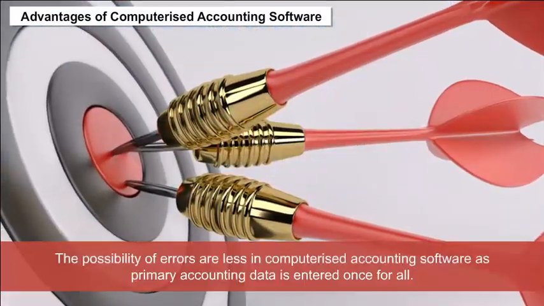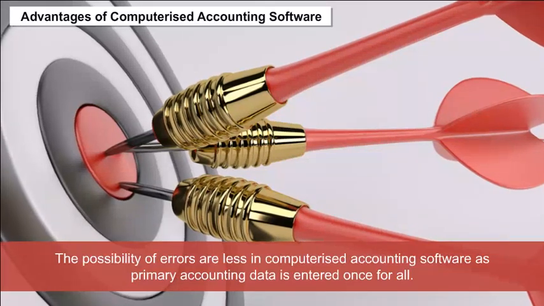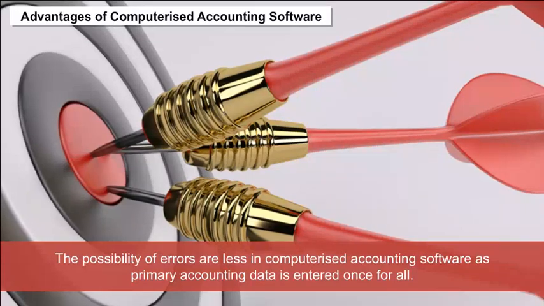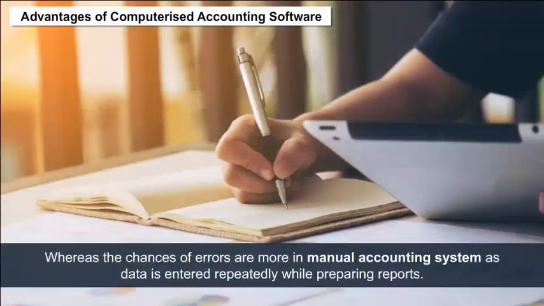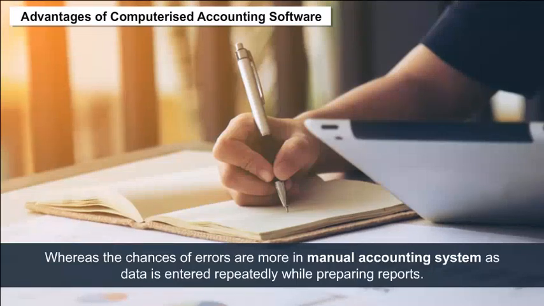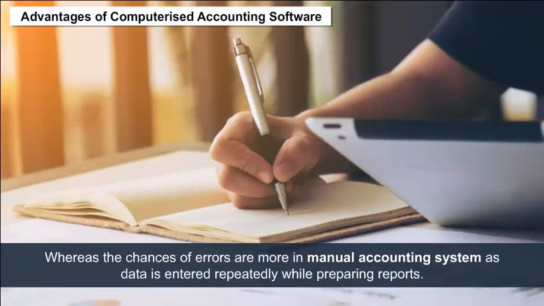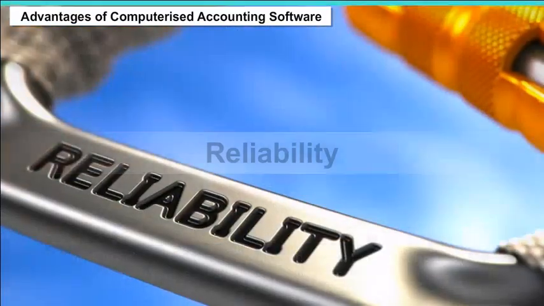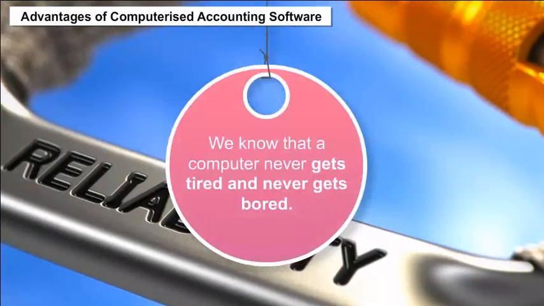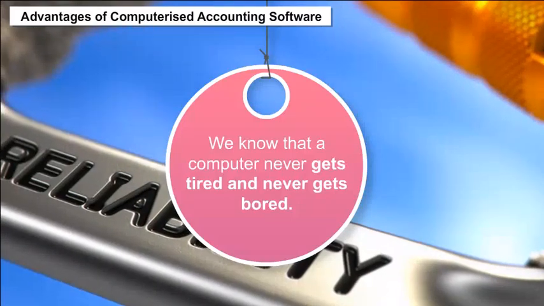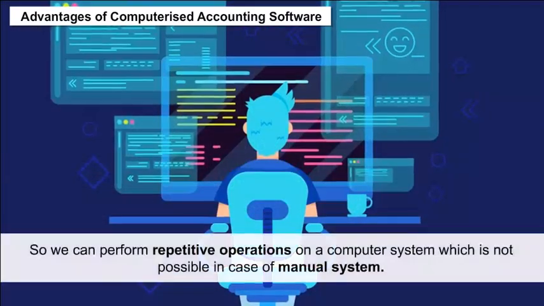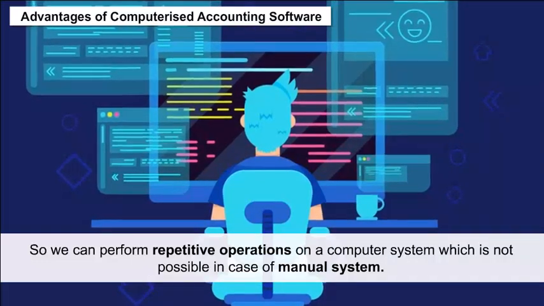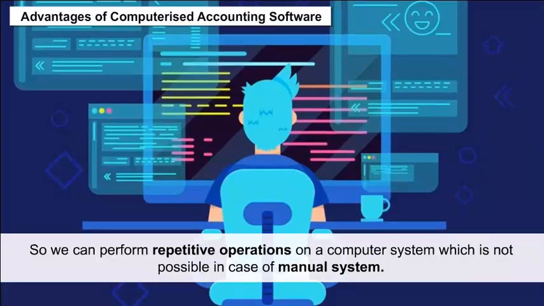The possibility of errors is less in computerized accounting software, as primary accounting data is entered once for all, whereas the chances of errors are more in manual accounting system as data is entered repeatedly while preparing reports. Reliability. We know that a computer never gets tired and never gets bored. So, we can perform repetitive operations on a computer system, which is not possible in case of manual system.